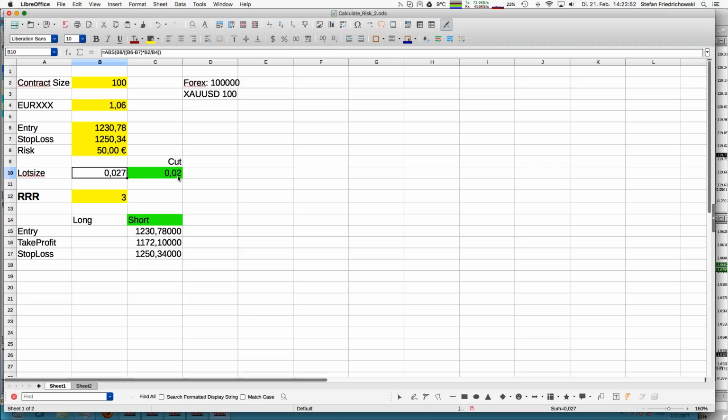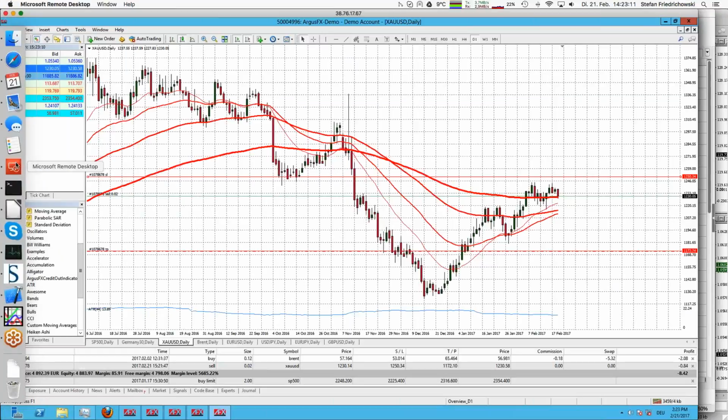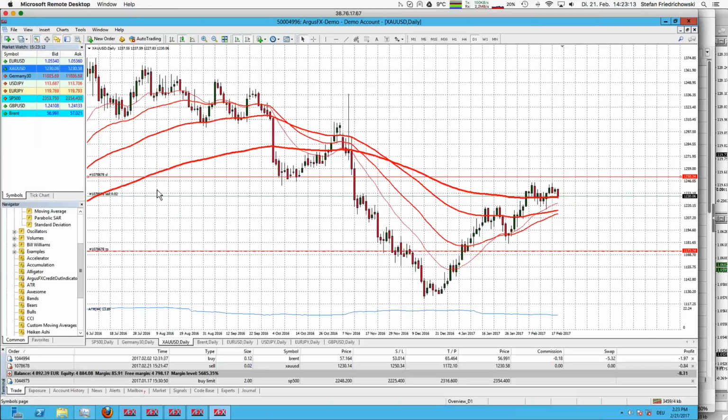So therefore, we cut that lot size to the downside. In principle, we could trade 0.03 as well, but then we would have a risk higher than 50 euros. So that is now the first trade already placed, and let's see how that will go further on.